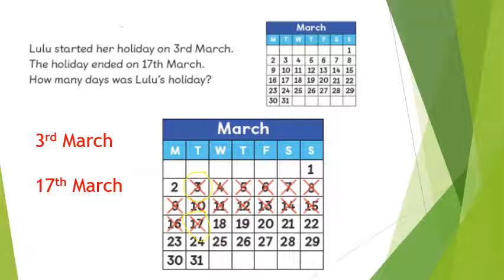1, 2, 3, 4, 5, 6, 7, 8, 9, 10, 11, 12, 13, 14, 15. So the answer is that Lulu's holiday lasted for 15 days. Now, I would imagine that if you were going to get an incorrect answer, the most likely incorrect answer you would have got would have been the answer 14.